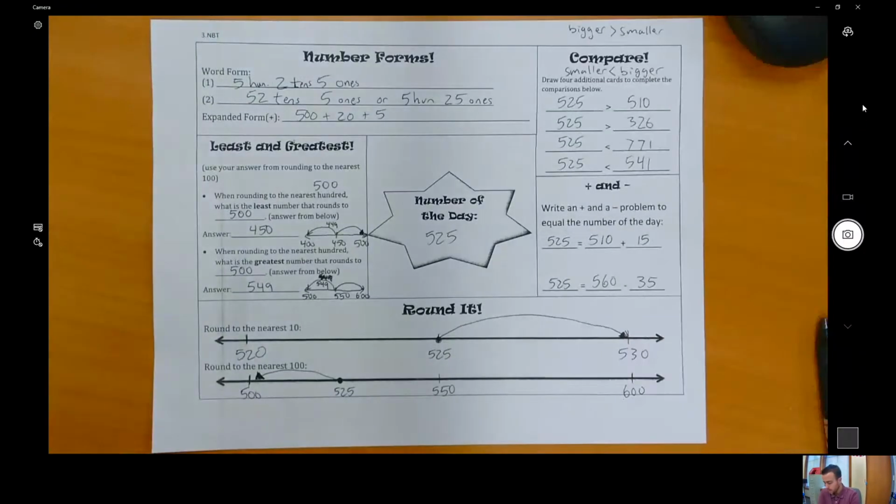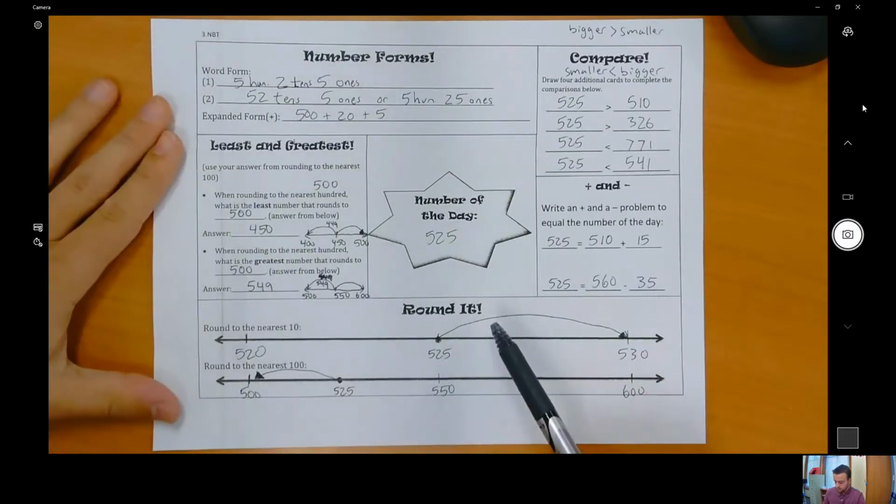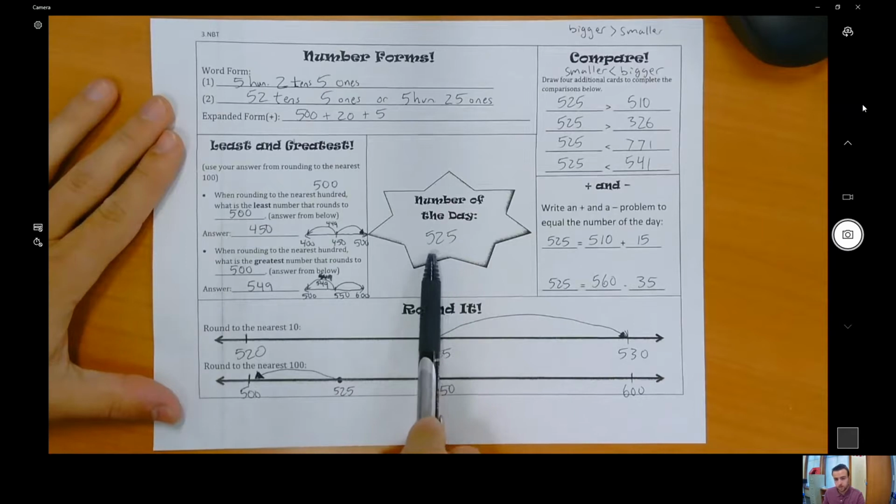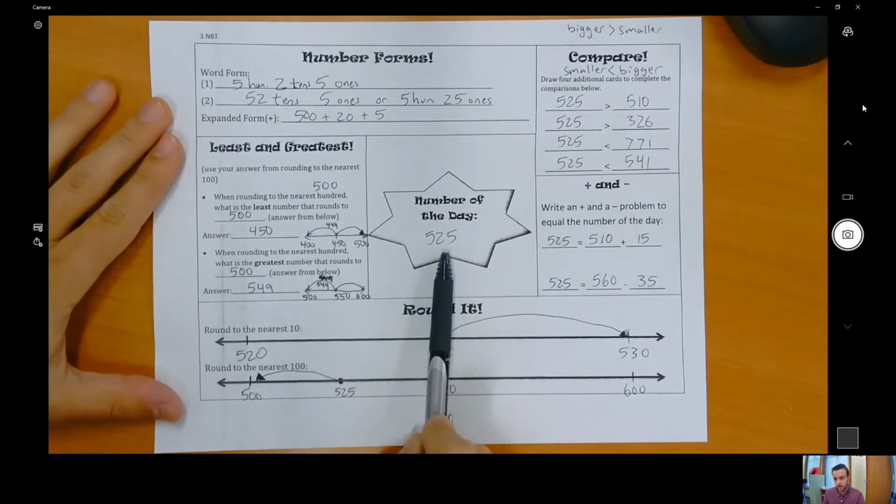I've had a couple people already ask about the number of the day that was placed in your packets. So I wanted to spend a couple minutes going over what you're supposed to do on this assignment. And if you were an online student, you get a preview of what we're going to talk about tomorrow. First and foremost, the number of the day should have been given to you if you grabbed your packet.